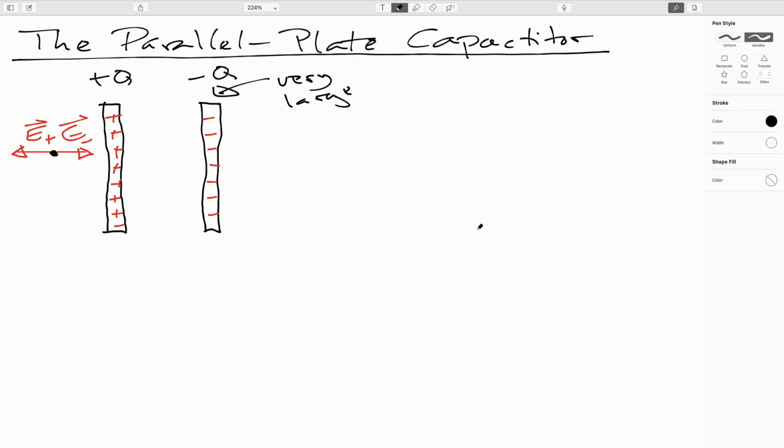How do they compare? Clearly, we're closer to the positive plate. So would you say that the electric field strength due to the positive plate is greater than, less than, or equal to the contribution from the negative plate? Pause and we'll get back to it.